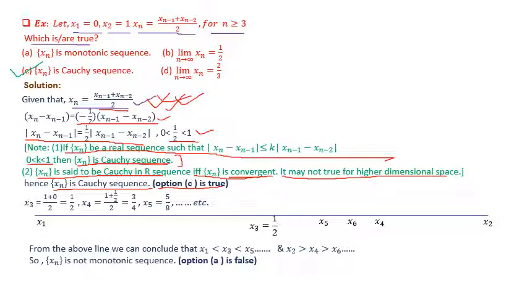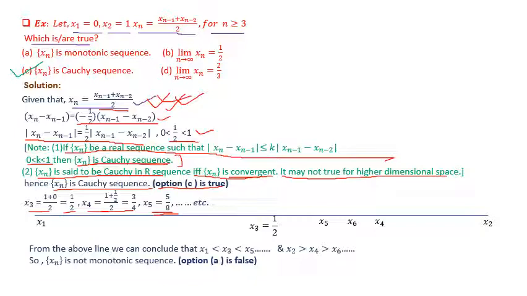Next, here we are given x1 equals 0, x2 equals 1, and we calculate x3, x4, x5. So x3 equals 1 by 2, x4 equals 3 by 4, and x5 equals 5 by 8. So x3 is nothing but the midpoint of x1 and x2: x3 equals (x1 plus x2) by 2.